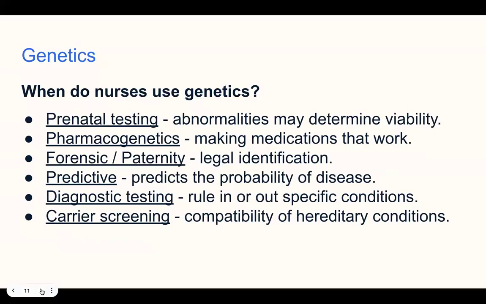When do we use genetics? This is important to know. We use genetics a lot in prenatal testing, so we can see what abnormalities may be present and could determine the viability of the fetus. Pharmacogenetics: we use genetics to make medications that will work on a lot of these disorders. Genetics are also used in forensic nursing and to determine paternity.